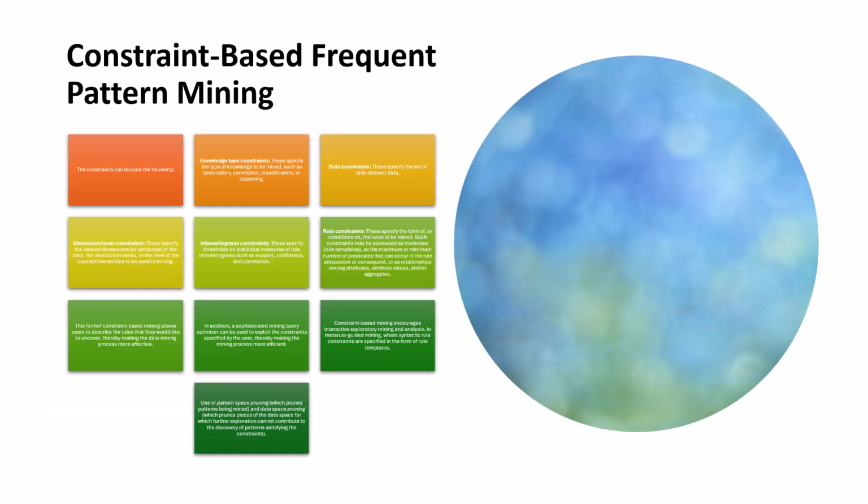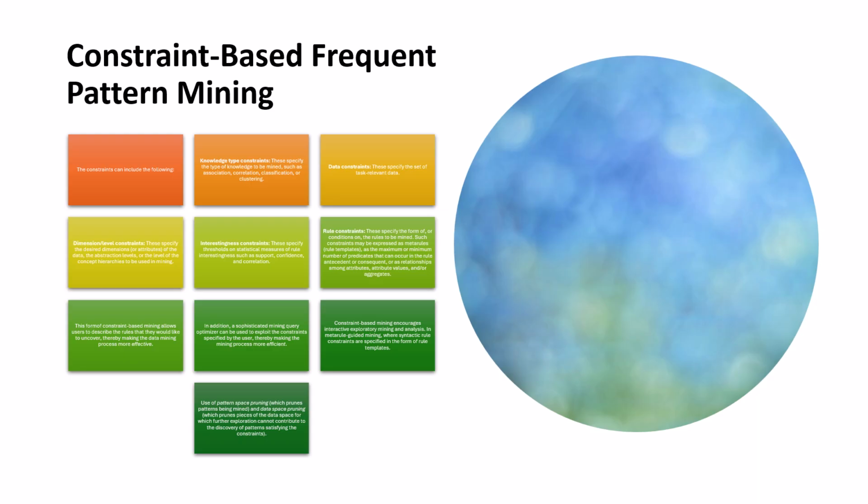In constraint-based frequent pattern mining, the constraints can include the following. First, knowledge type constraints. These specify the type of knowledge to be mined, such as association, correlation, classification, or clustering. Second, data constraints. These specify the set of task-relevant data. Third, dimension or level constraints. These specify the desired dimensions of the data, the abstraction levels, or the level of the concept hierarchies to be used in mining.